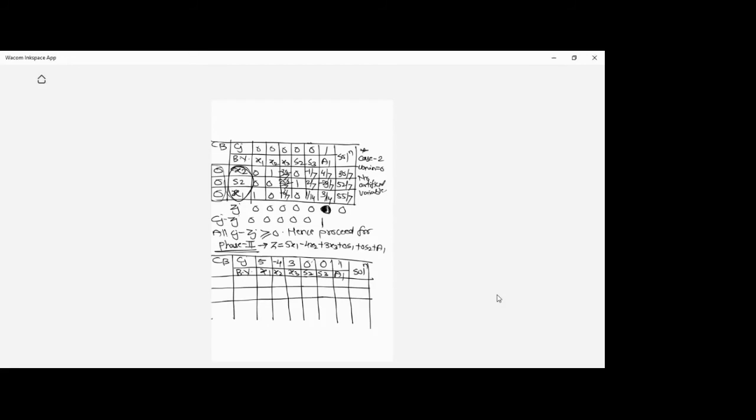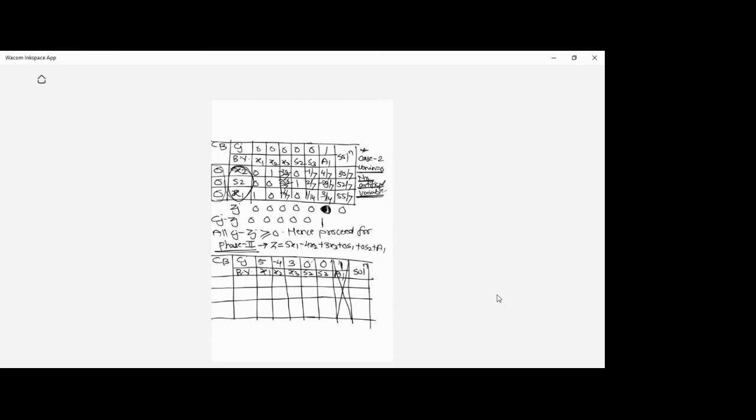Why so? Because this is our case 2, and in case 2, W minimum is equal to 0, and no artificial variable appears in the basic column. So if there is no artificial variable appearing, then in phase 2 also there shouldn't be any artificial variable appearing.